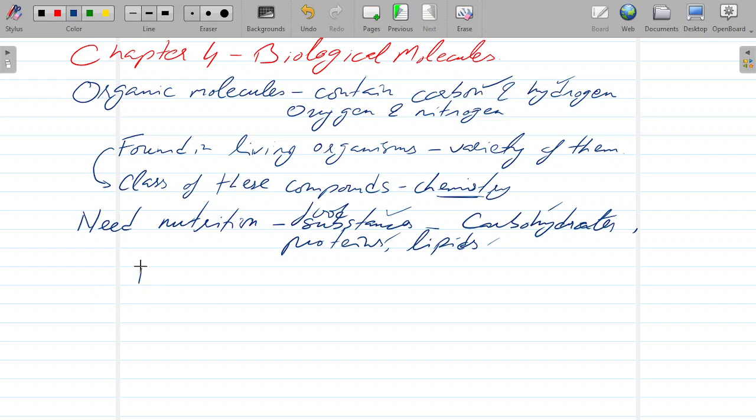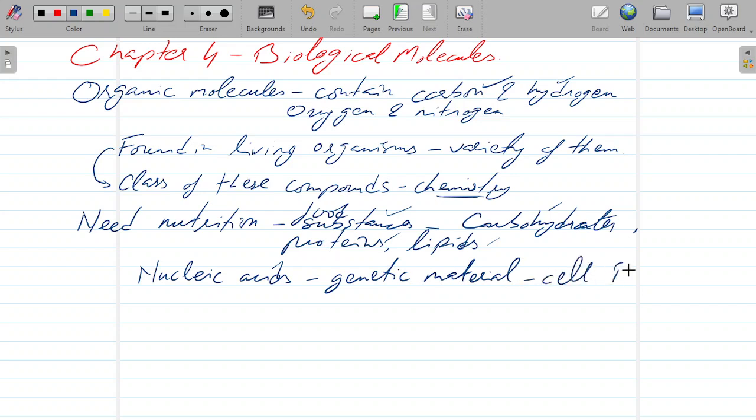And then there are nucleic acids, which are the molecules that make up the genetic material of an organism in the cell, which is basically the DNA and the RNA. So these are the four that we'll be talking about. And then, food tests.